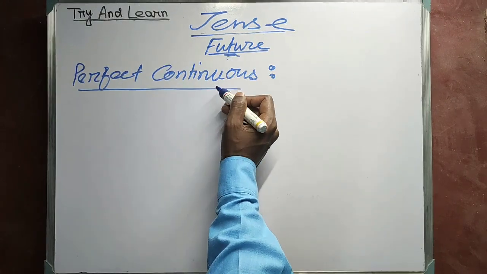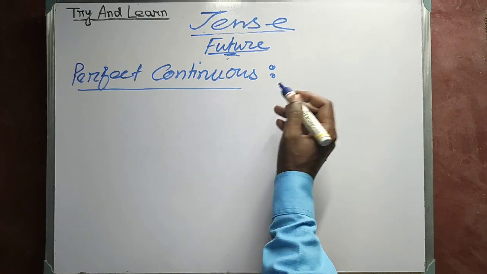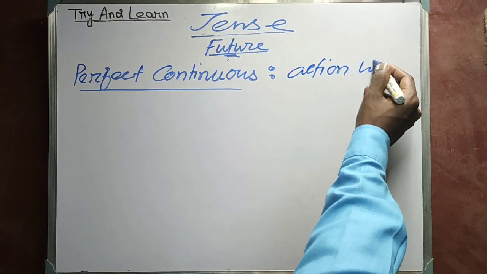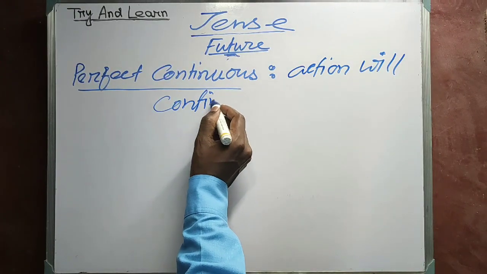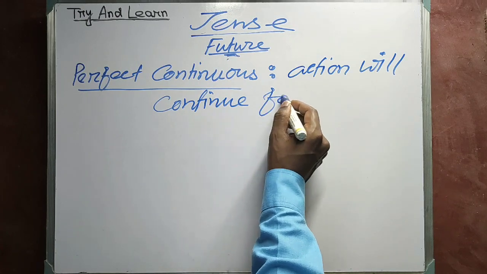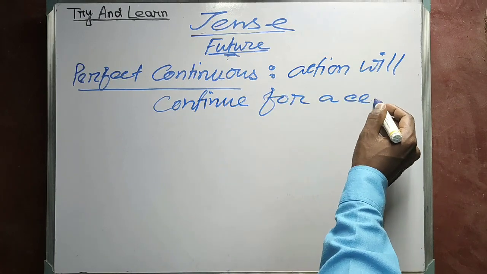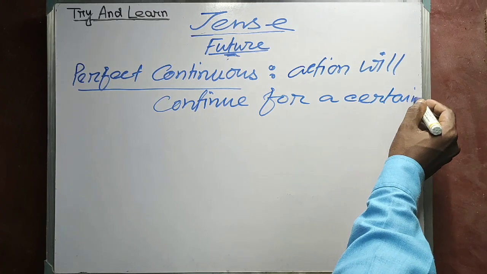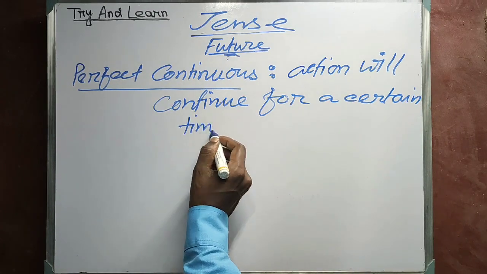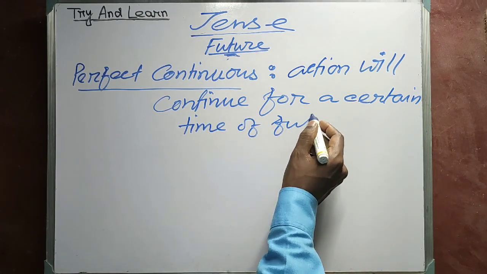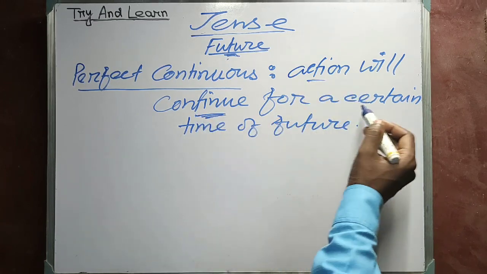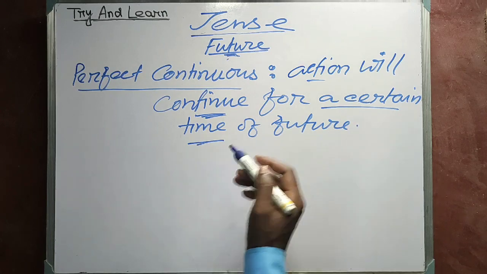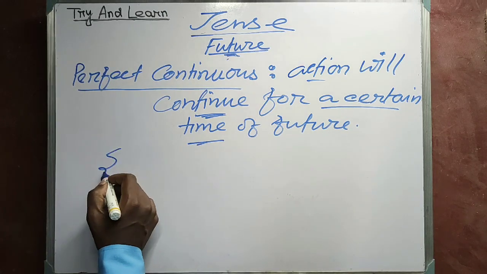Next is future perfect continuous. This tense is used when an action will continue for a certain time of future. The action will continue for a certain time in future.